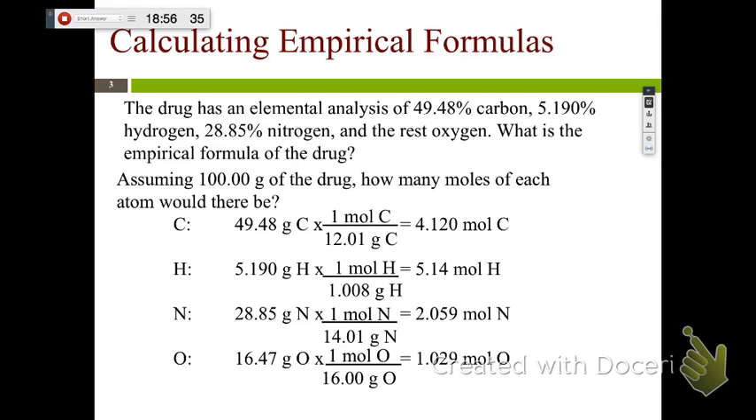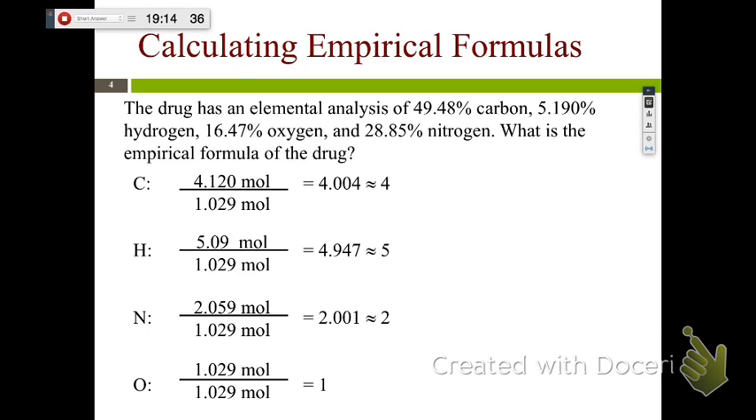Well, the way I like to see it is, can you have half an atom? So we can't have any fractions, which I think was Kayla's initial point. But my point is that if we divide by the smallest number of moles, then everything is 1 or greater. So let's go ahead and divide everything by 0.029. And now we get super close to 2, to 5, and to 4.